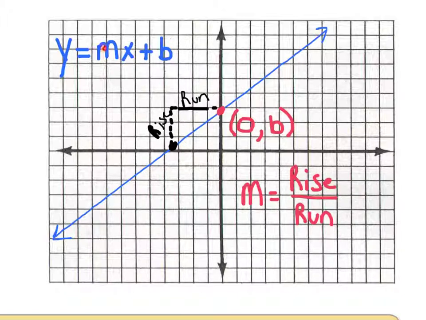Okay, so we have now talked about the b in our equation. We've now talked about the m in our equation. The last thing is x and y. 90% of the time you see this, x and y are just going to be x and y. You're not going to have numbers in there. The reason is because x and y stand for every single point on our line. Every single point on our line has an x and a y coordinate that fit into that equation.